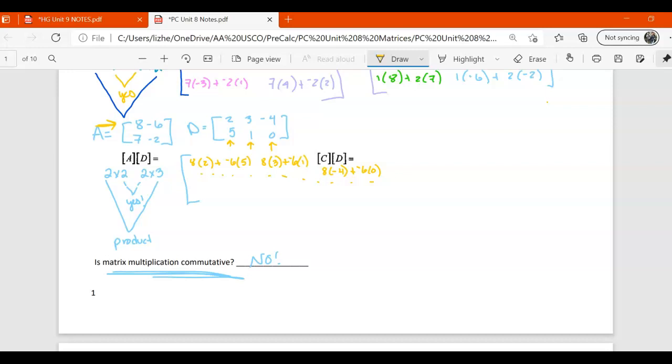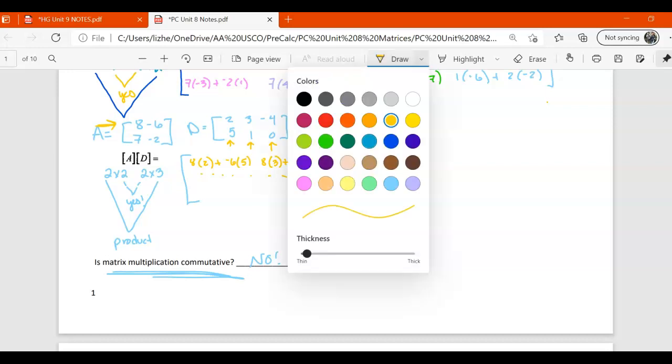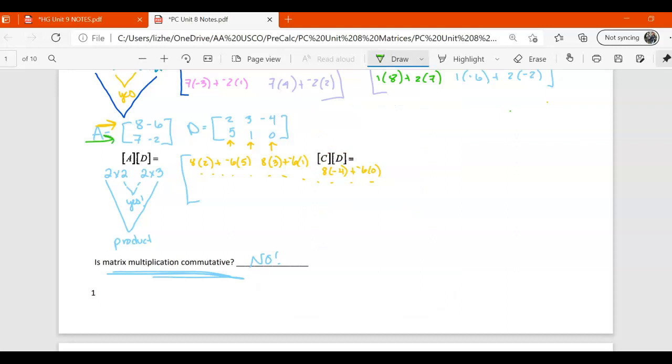Okay, and now I do the second row times the first column. 7 times 2 plus negative 2 times 5. Second row times the second column. 7 times 3 plus negative 2 times 1. Second row times the third column. 7 times negative 4 plus negative 2 times 0. And there's the end of my matrix. And now I clean it up.